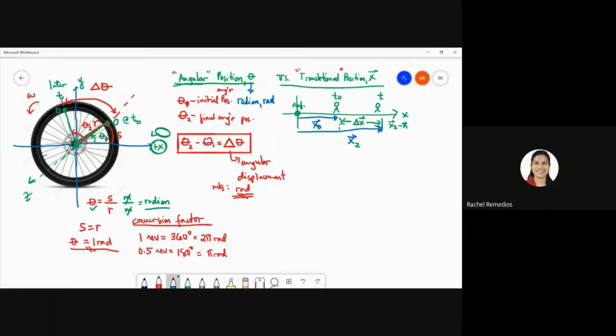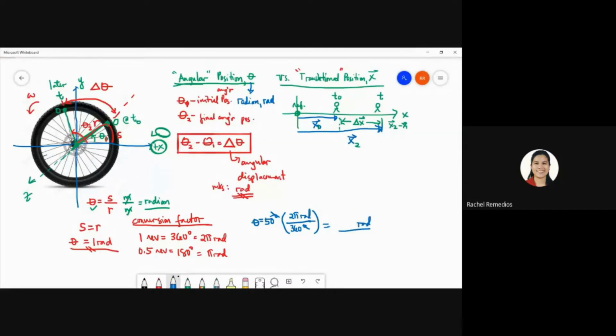So if there is a given ng angular position na, let's say, sinabing 50 degrees si theta, edi convert natin siya to radian kagad. So pwedeng kang magbuo, let's say 360 degrees, and then meron kang 2 pi rad. Yan. And then makancel mo na si degrees, and then ang unit mo ngayon dito, naka-rad na yan. So do not forget. Okay?